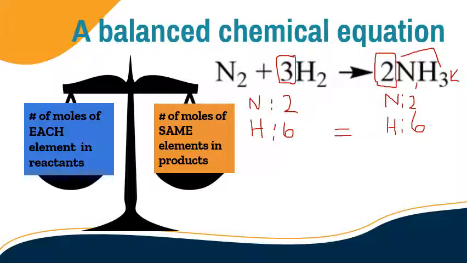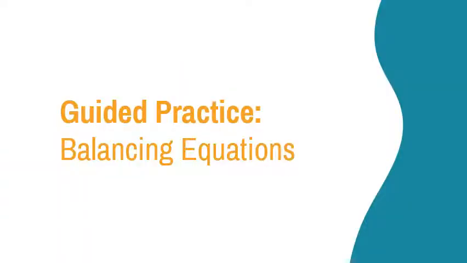Those are equal, which follows the law of conservation of mass. Nitrogen has also been conserved. We started with 2 moles of nitrogen and ended with 2 moles of nitrogen. So we did not create nitrogen or hydrogen, and we did not destroy nitrogen or hydrogen. This is a balanced chemical equation. Now I'm going to ask you to practice balancing equations, and we'll check them together.